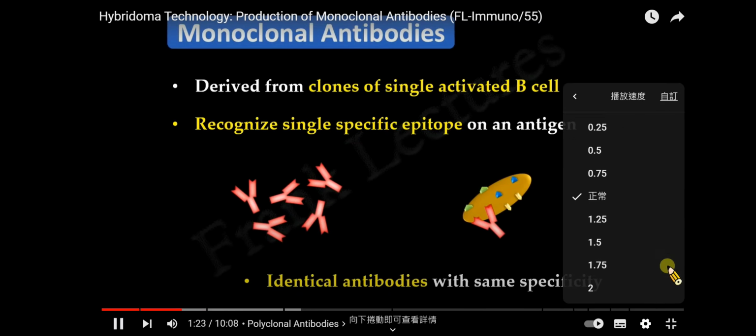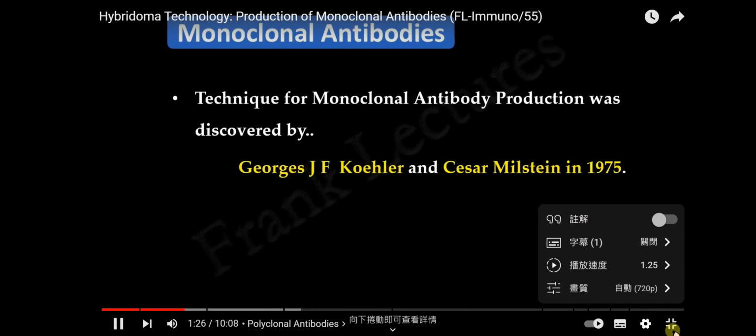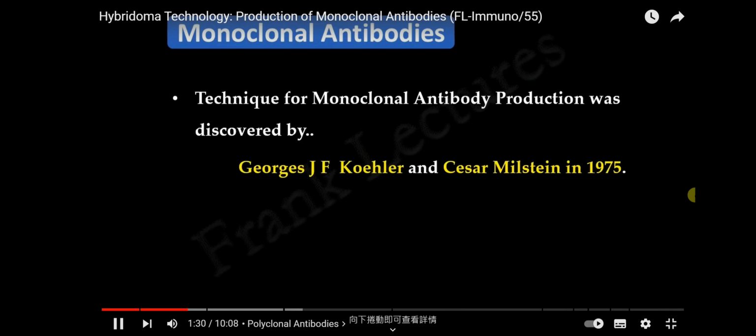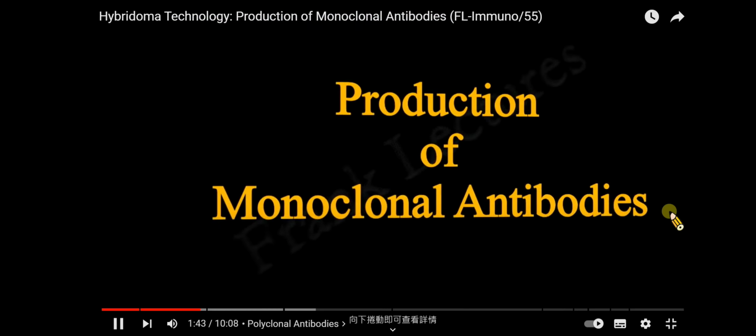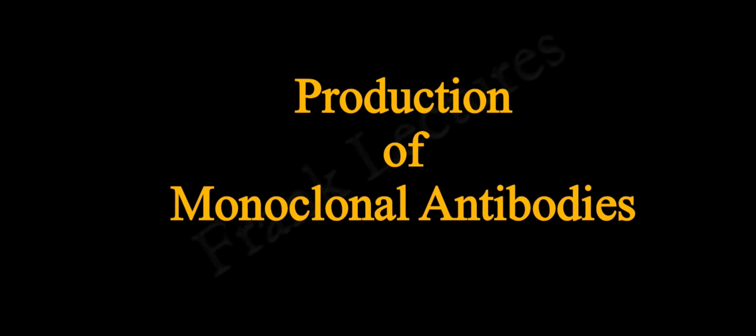The technique of production of monoclonal antibodies was discovered by Georges J. F. Kohler and Cesar Milstein in 1975. This technique is known as hybridoma technology. They were jointly awarded the Nobel Prize in Physiology or Medicine in 1984. Let's study in detail the technique of monoclonal antibody production.